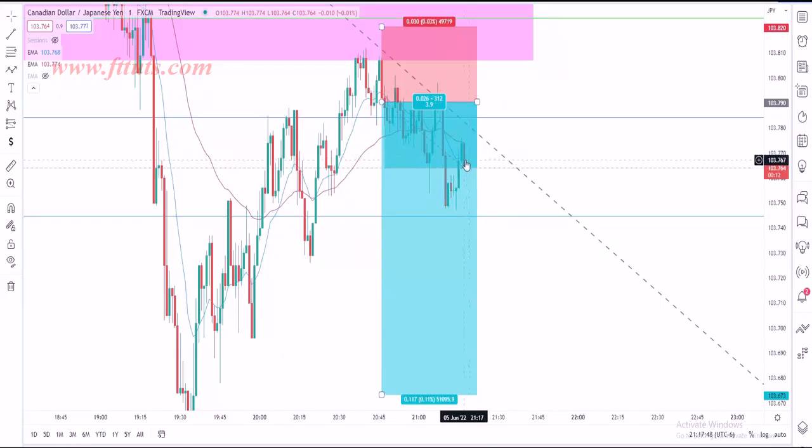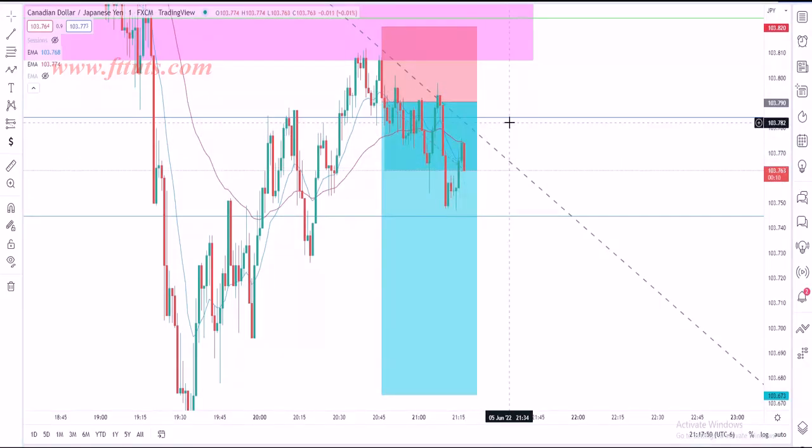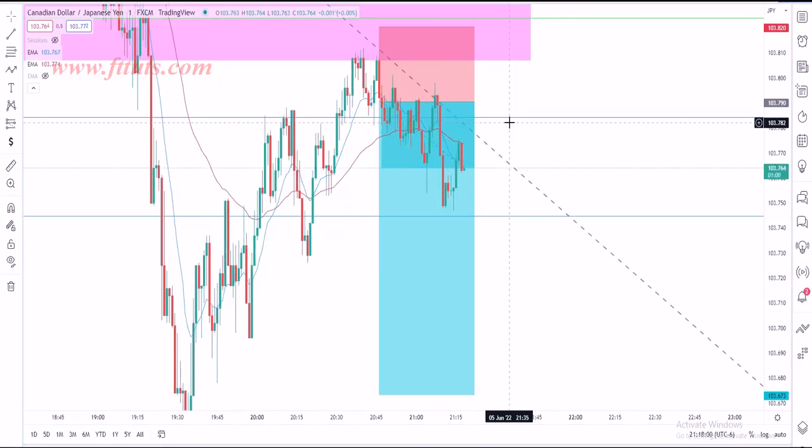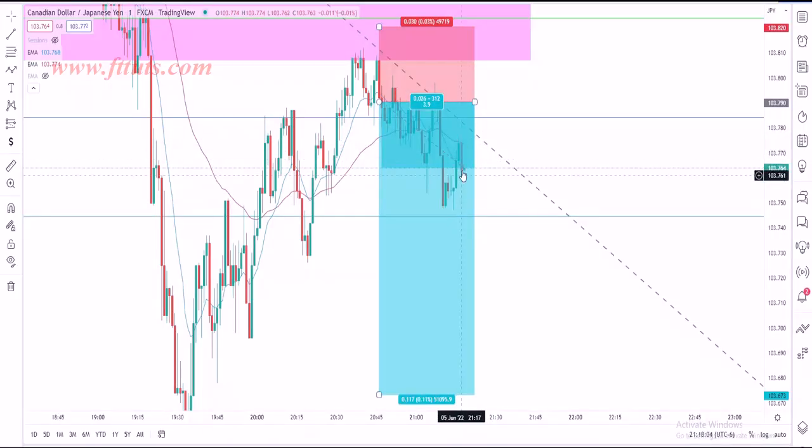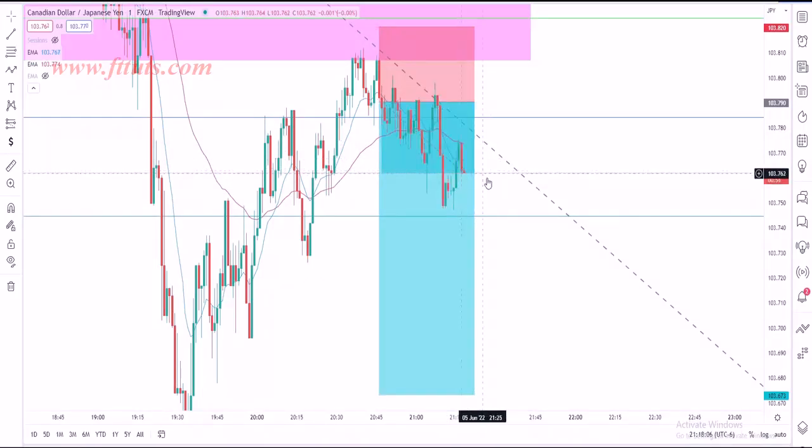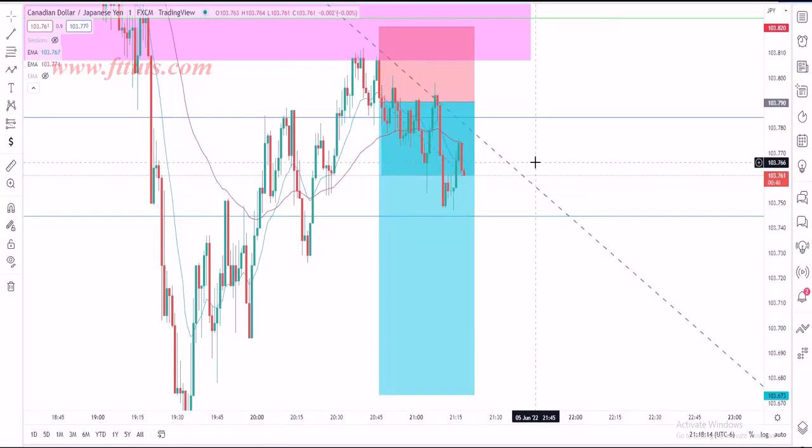Let's see how this candle closes. Okay, that was a pretty strong engulfing close right there. So that leads me to believe that we have found some form of resistance off of this 50.